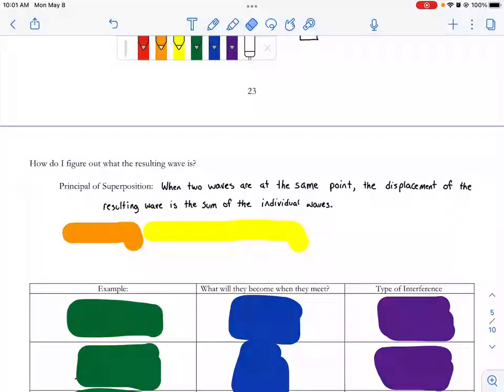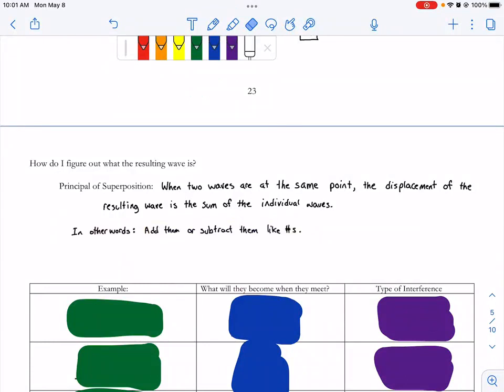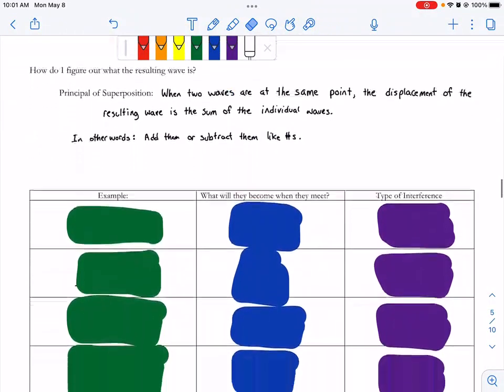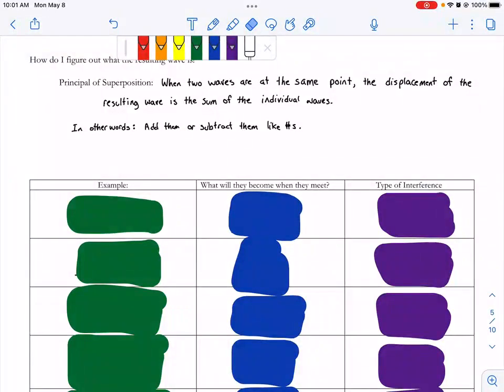It says when two waves are at the same point, the displacement of the resulting wave is the sum of the individual waves. That's the fancy way of saying add them up, okay? So in other words, add them or subtract them like they are numbers, okay? And so now we have a bunch of practice that we're going to do here.